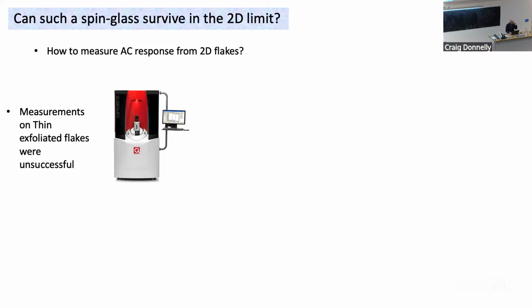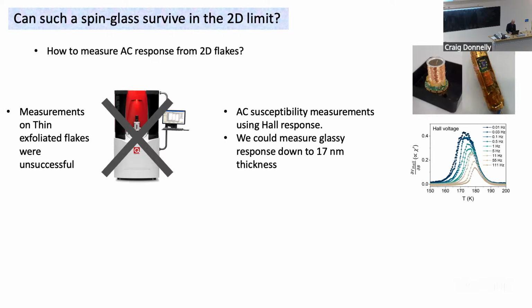Now, what about a single flake? It's very difficult to do this using even a state-of-the-art SQUID magnetometer. Turns out it cannot do it. So what do we do instead? We built a little coil, shown here. You see the coil creates a small magnetic field, and we actually measure the Hall signal on a flake. We make contacts, measure the Hall signal, and in this way we can measure the response down to thicknesses of 17 nanometers or so.